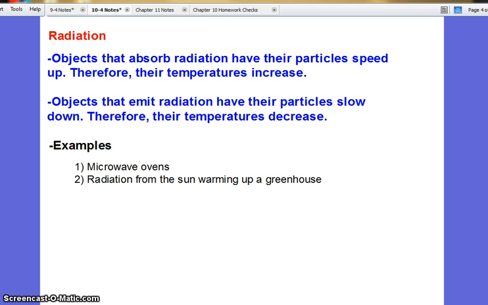So again, 3 methods of heat transfer: conduction, which is 2 objects of different temperatures touching each other; convection, which is a circulation of a fluid; and radiation, being absorbed or emitted, will either heat things up or cool them down.